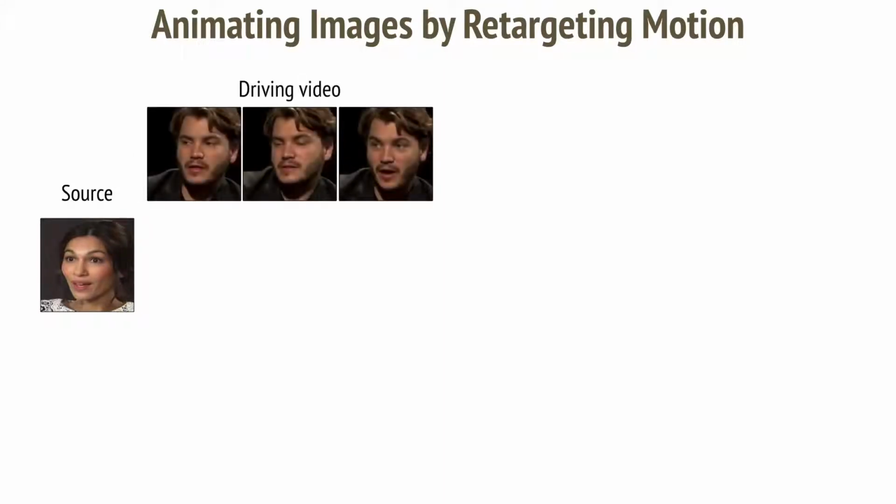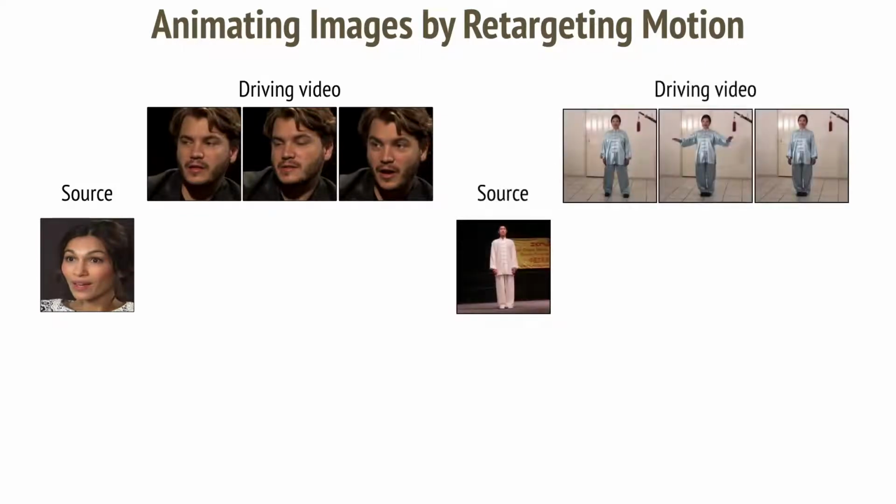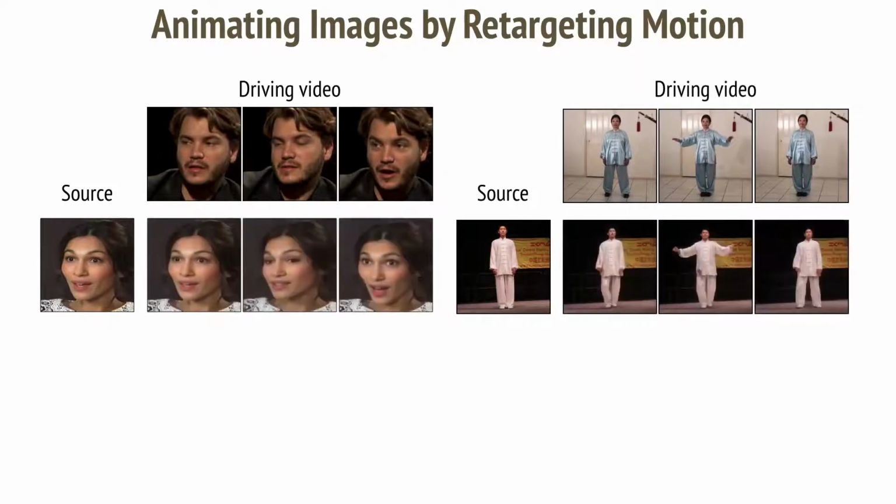In order to create an animated video, we start with a source image, or an image we want to animate, and a driving video, or a video that contains the desired motion. This applies to multiple object categories. Here is the retargeting result generated using our method.